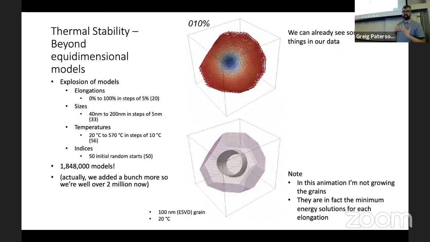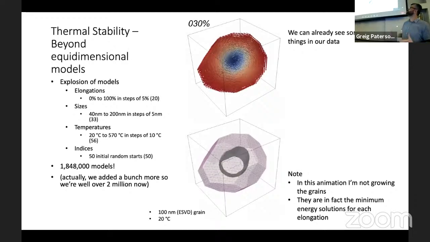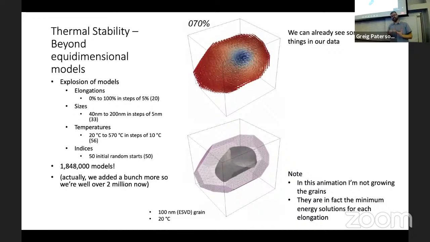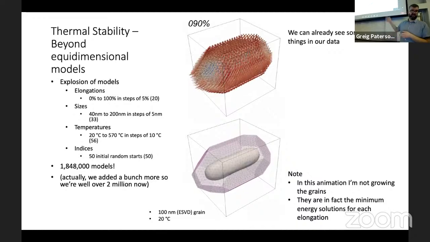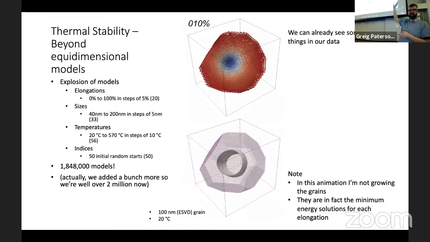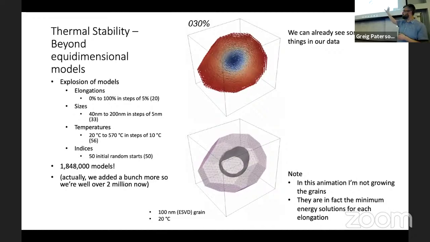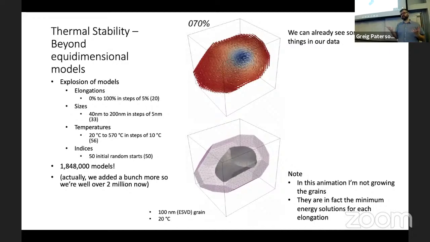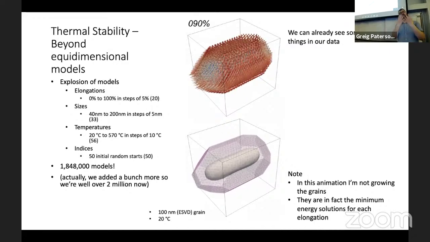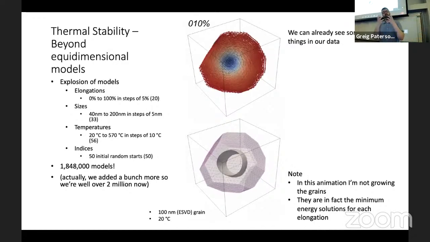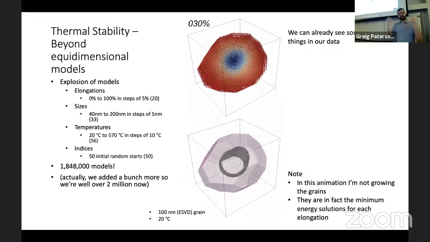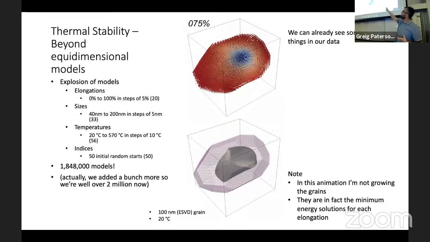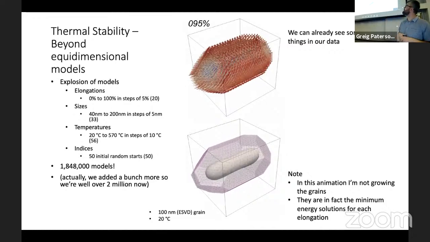And as you can imagine, this is a hugely computationally expensive process. At the moment, I've got there 1.8 million models. We've got way in excess of that. And one of the things that we're trying to do is process all of these models and to actually come up with what the thermal behavior is for all of these different grains. But even without that, what we see is some really surprising results.